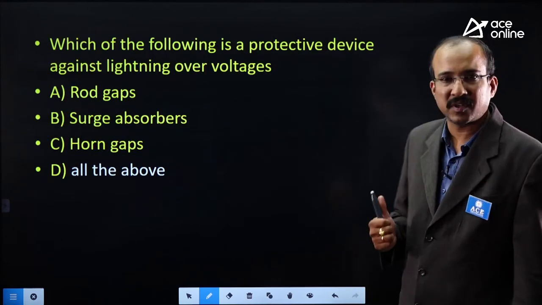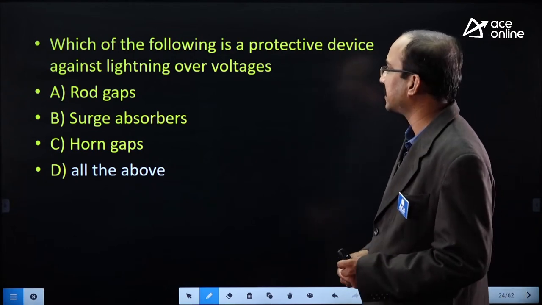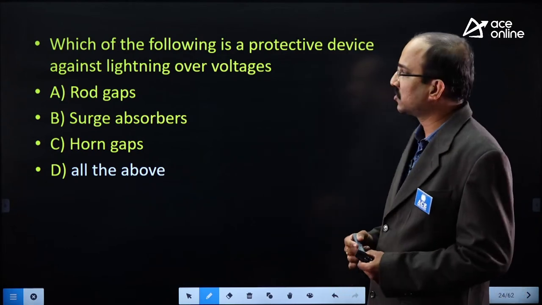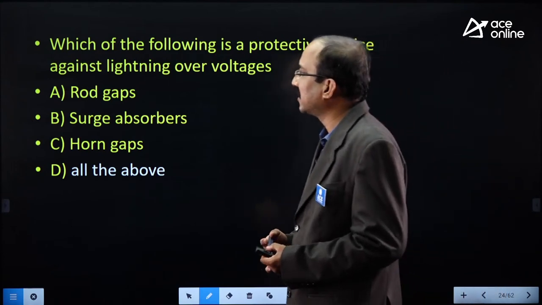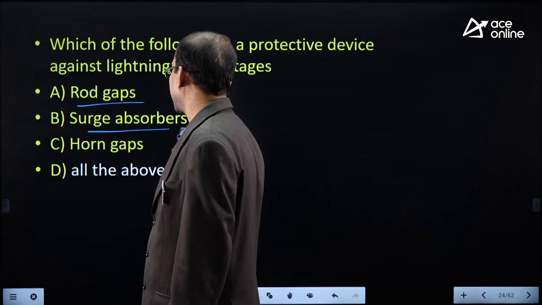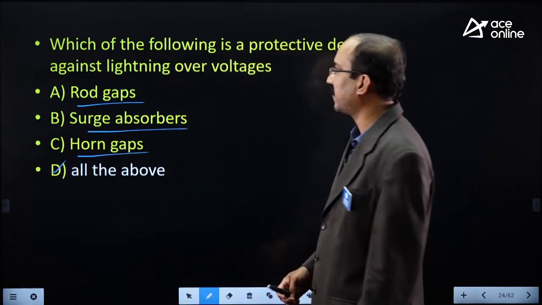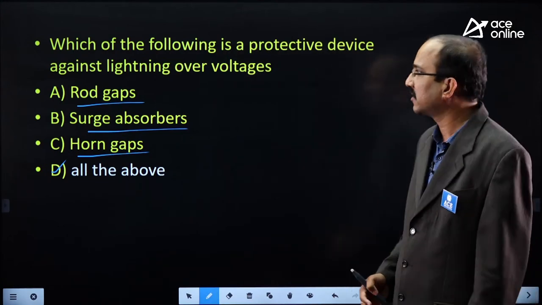So here let us observe one question first. Which of the following is a protective device against lightning over voltages? Rod gaps, surge absorbers, and horn gaps. All of these act as protection against lightning over voltages.